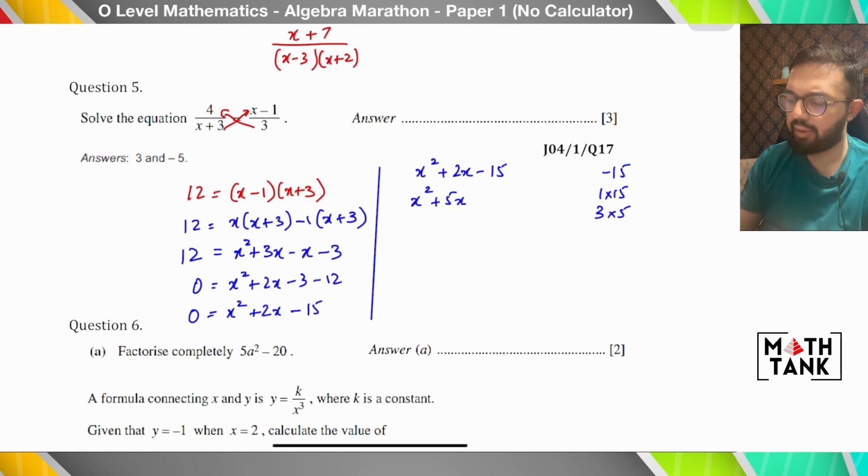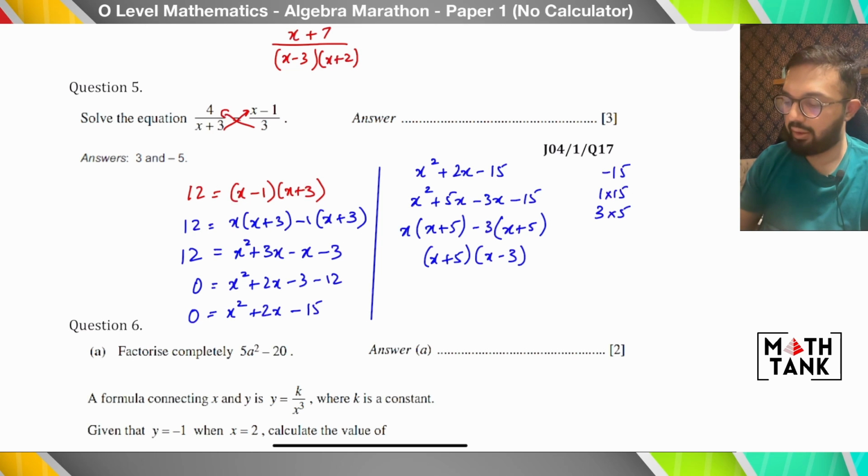I can say that this is plus 5x minus 3x minus 15. What is common in the first two terms? x is common, so I'm left with x plus 5. In the other two terms, I have minus 3 common, so I'm again left with x plus 5. So x plus 5 and then x minus 3, and this equals 0, so I'm going to say that either this equals 0 or that equals 0. Minus 5 and 3.